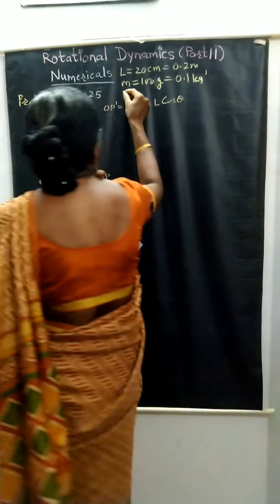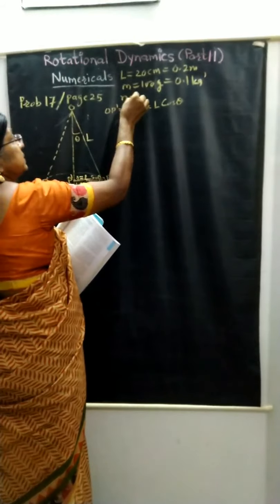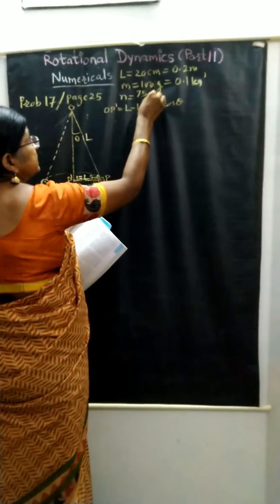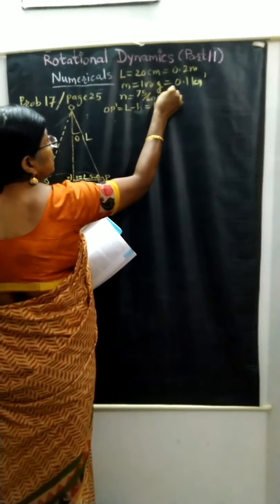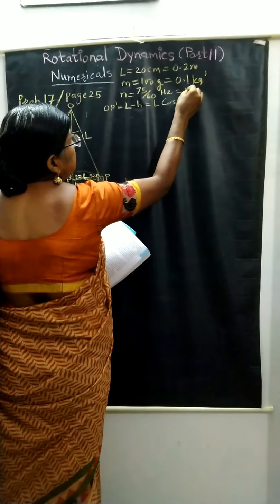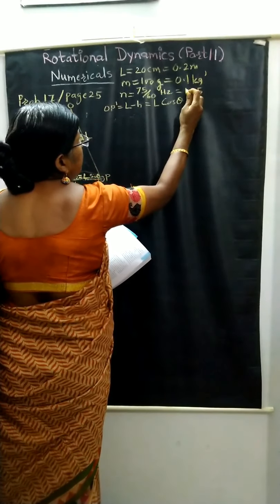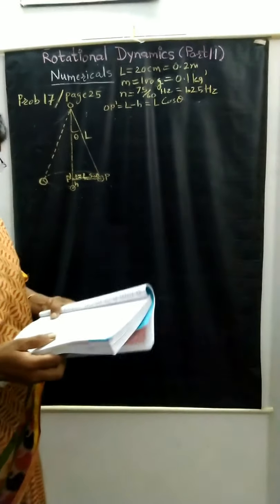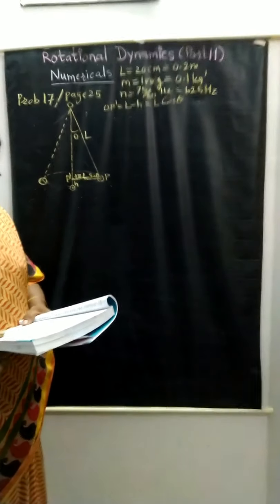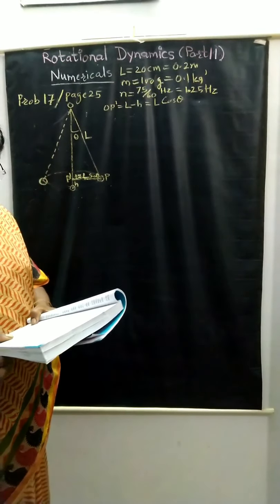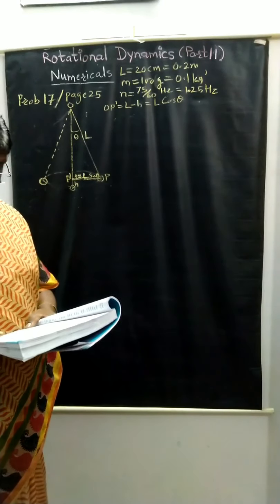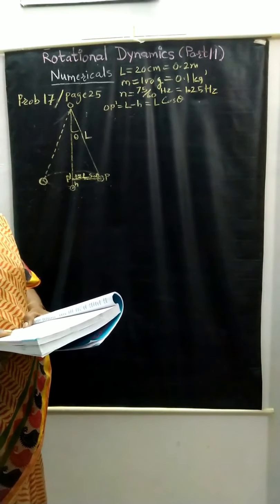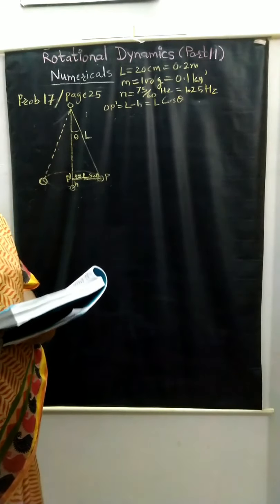This means the frequency n is given as 75 revolutions per minute, which means 75 divided by 60 hertz, or when we calculate it comes out to be 1.25 hertz. Calculate the kinetic energy and increase in the gravitational potential energy of the bob. It is also given that pi square is equal to 10.